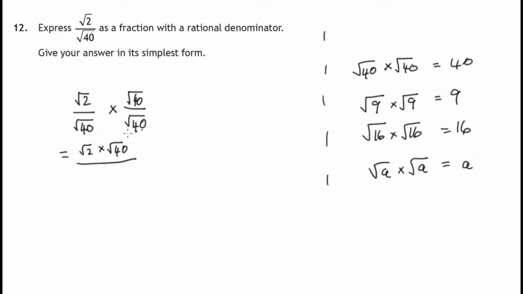So the square root of a number a times the square root of that number a will give you a. That's what we're using down here. Square root of 40 times square root of 40 gives you 40. And we've rationalised that denominator. But this is not in its simplest form.